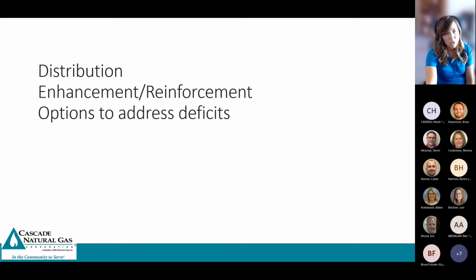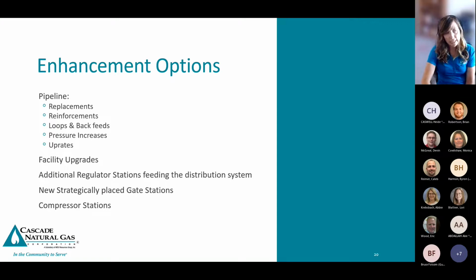So now I'm going to cover some distribution enhancement reinforcements to address the deficits. So we're progressing a little bit. So, enhancement options. We talked about what deficits are, so now we're going to talk about what solutions we can do, or how do we fix these, and I want to go over a couple things so we can talk the lingo. With pipelines, enhancement options would be replacements, reinforcements, loops or backfeeds.